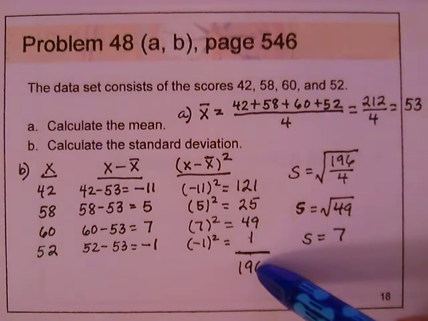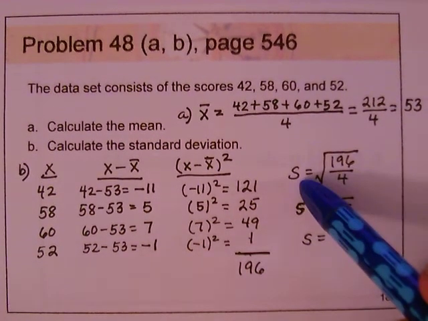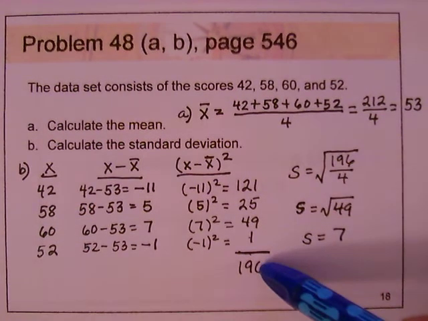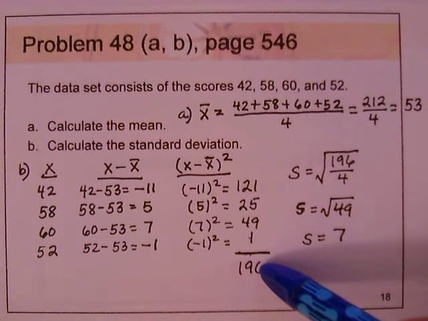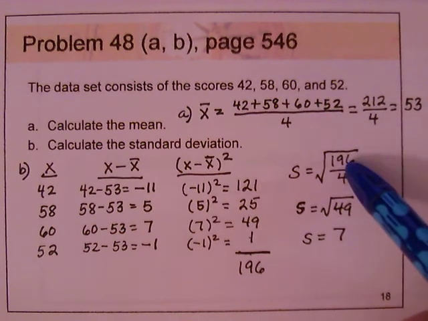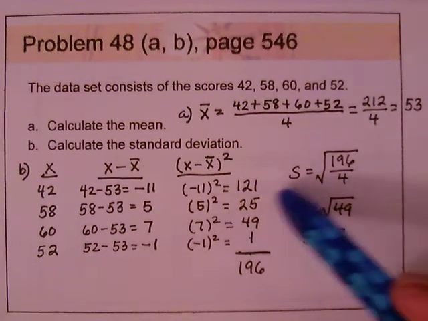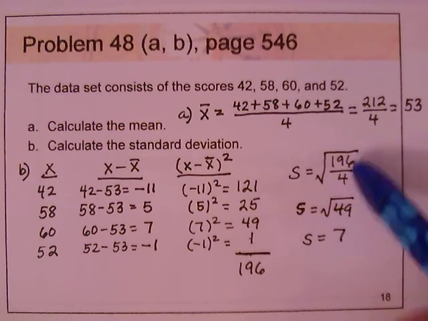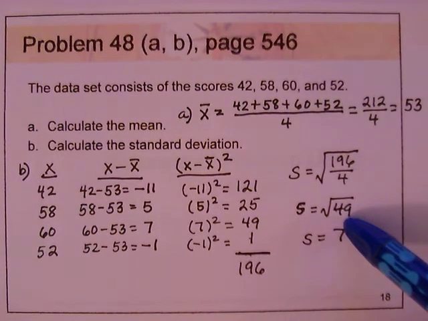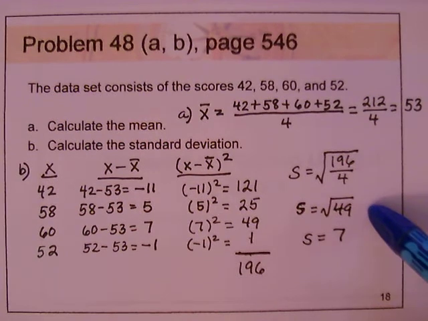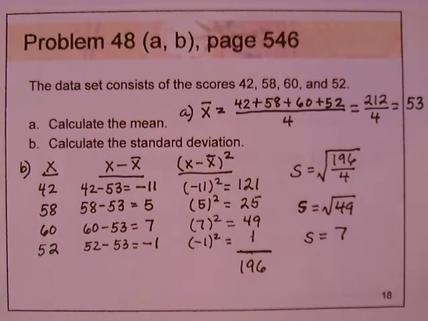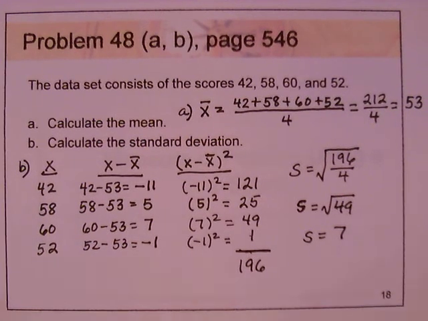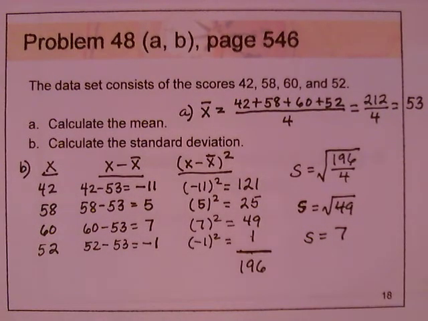And now, to find the standard deviation, that's going to be the square root of the sum of the squares of your deviations. That's 196 divided by, and there are 4 data values, we divide by 4. 196 divided by 4 would be 49. And then you take the square root of 49, you'll end up with 7. So the standard deviation for that data set would be 7.